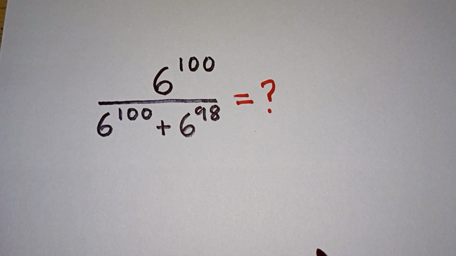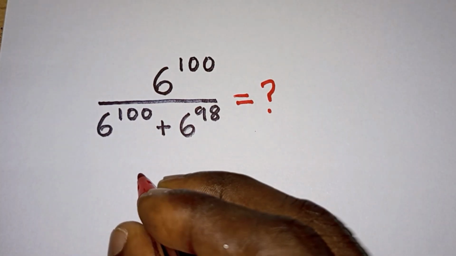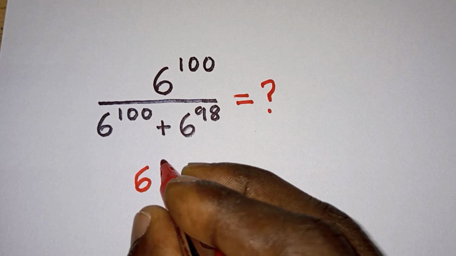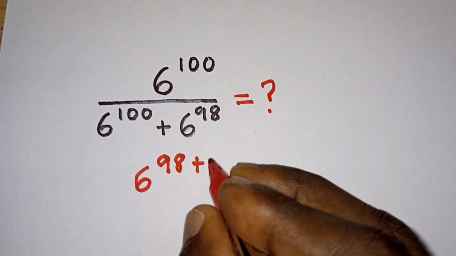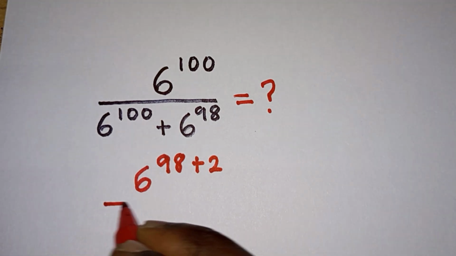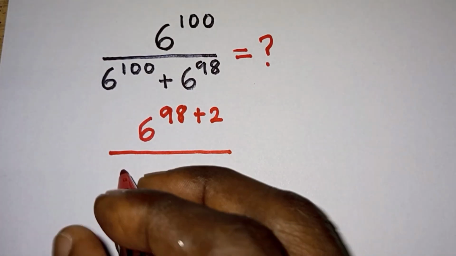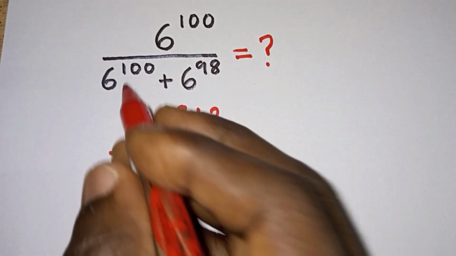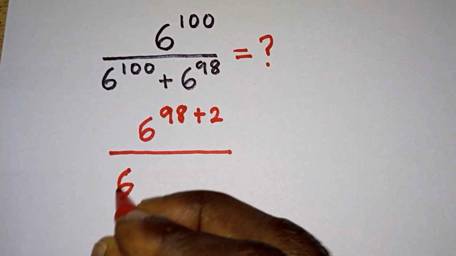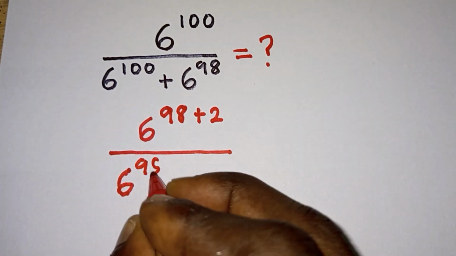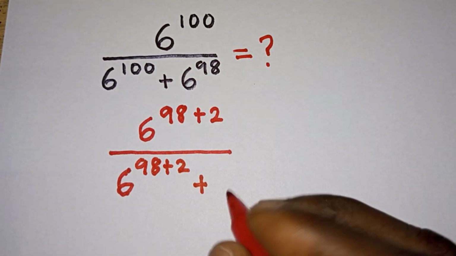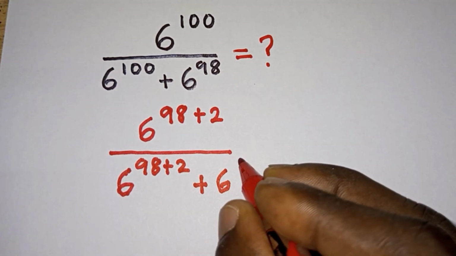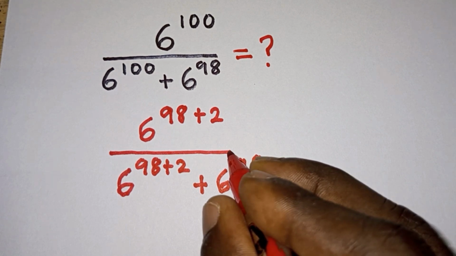Now let's get started. 6 to the power 100 is the same as 6 to the power 98 plus 2, then divided by the exact same thing because we have 6 to the power 100 here. We have 6 to the power 98 plus 2, then plus this one over there, 6 to the power 98.